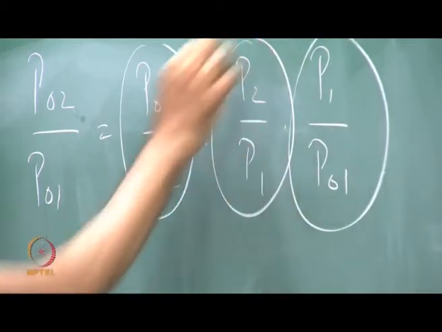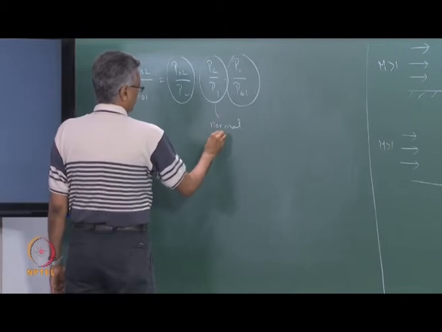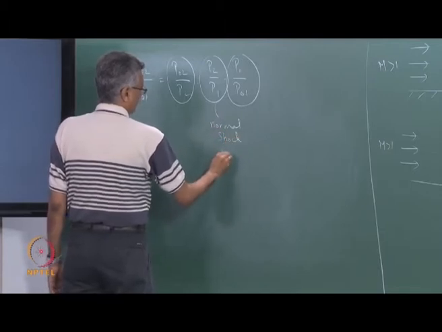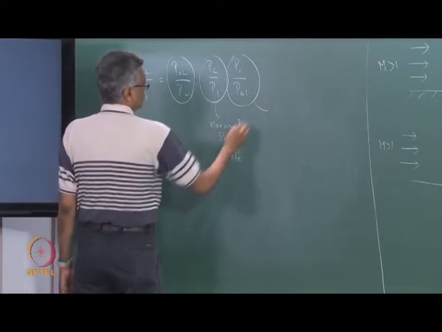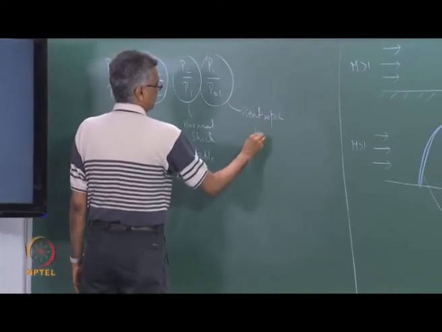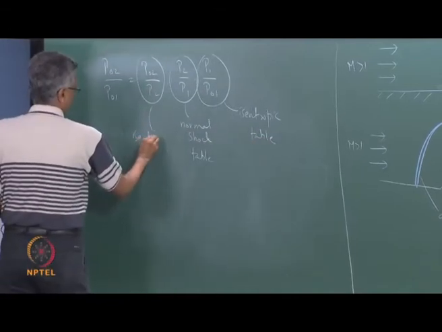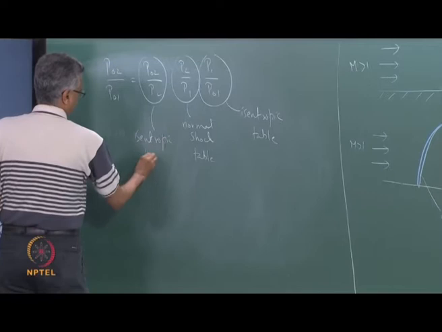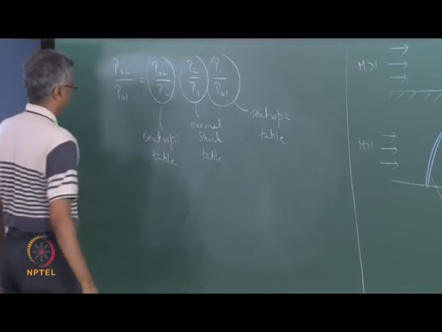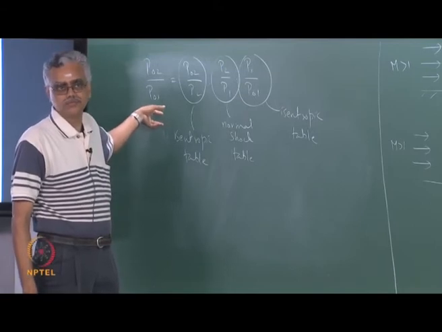So, you must write it this way, and for the given M2 and given M1, I can calculate this. I know P2 over P1 from the normal shock table. So, this I can get from the normal shock table. So, this I get from the isentropic table, and this also I get from the isentropic table. So, that is how we calculate loss of stagnation pressure across an oblique shock wave.